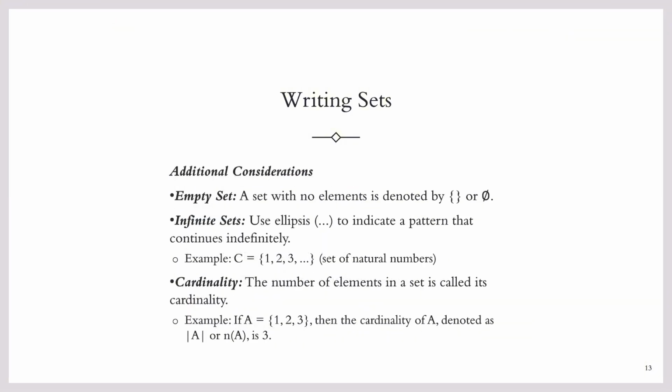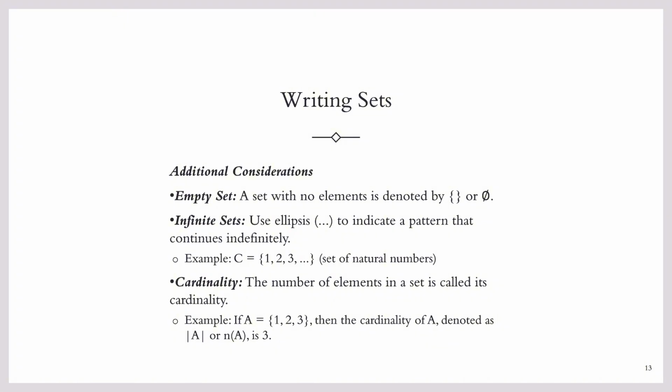Here are a few additional considerations. A set with no elements is denoted by empty curly brackets or a phi. Infinite sets use ellipses, which are three dots, to indicate a pattern that continues indefinitely. Basically, the pattern does not end.